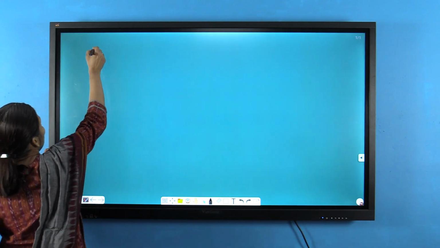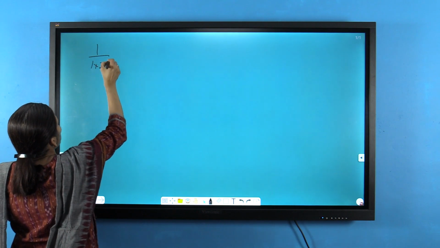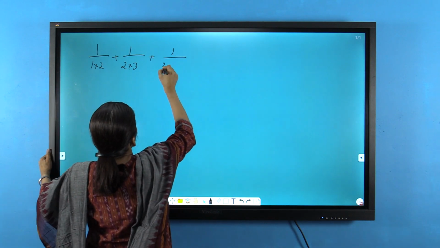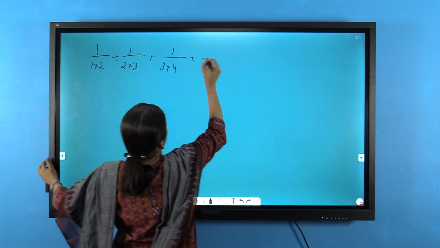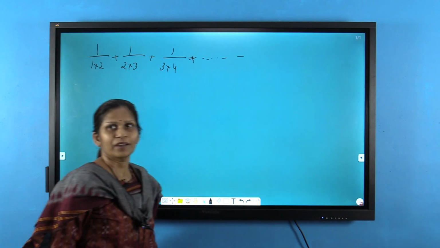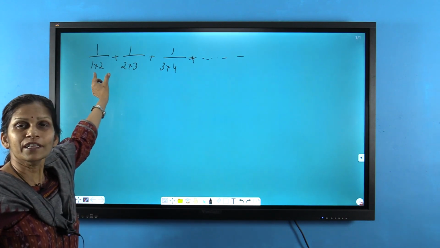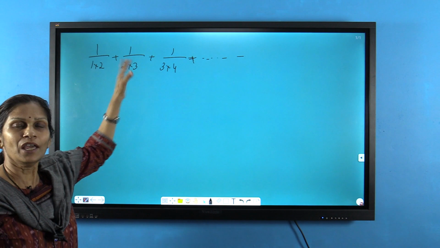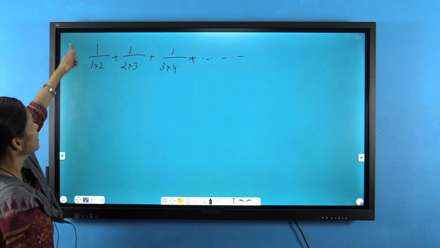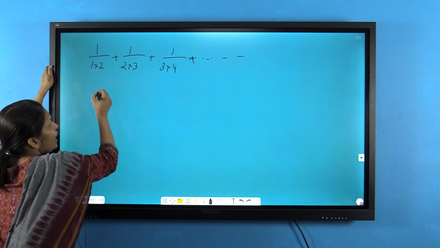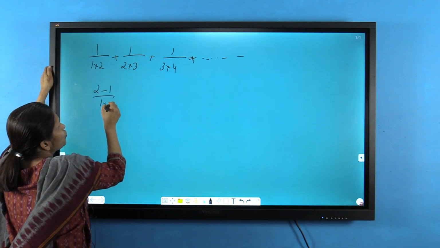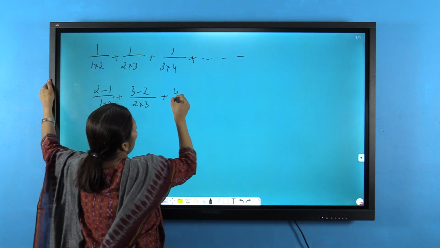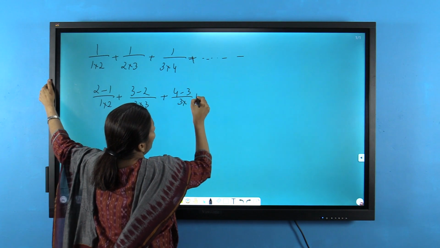Now, look at this, another one, 1 by 1 into 2 plus 1 by 2 into 3 plus 1 by 3 into 4 and so on, n such terms. Now, you should observe that the difference of all these terms is just a constant. Okay? So, can't you write this as 2 minus 1 by 1 into 2 plus 3 minus 2 divided by 2 into 3 plus 4 minus 3 by 3 into 4 and so on.